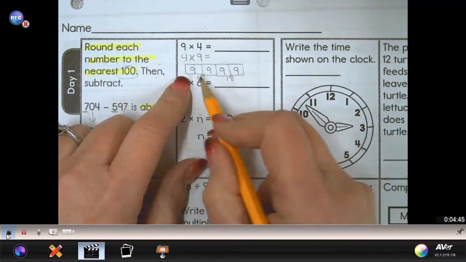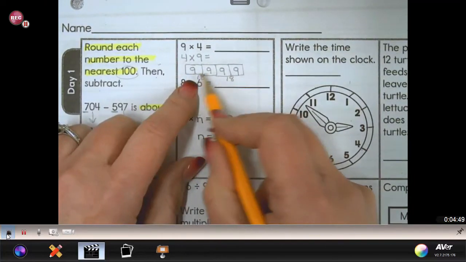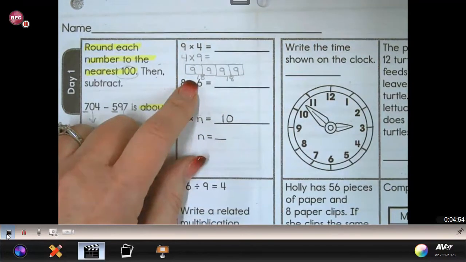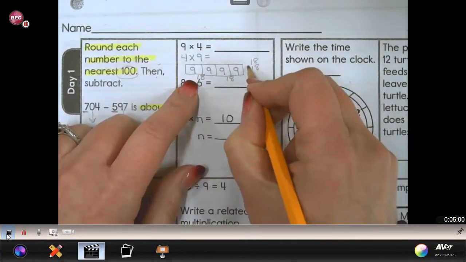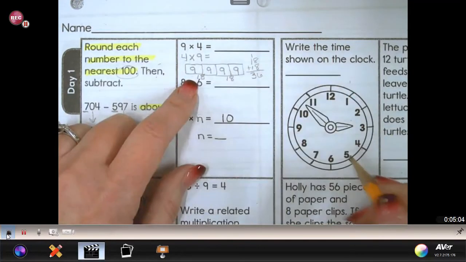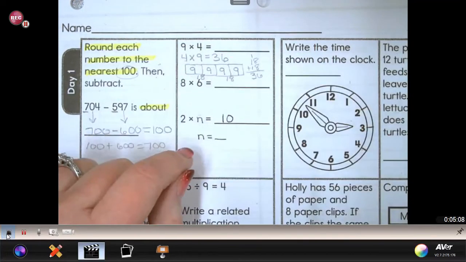Now, so that I don't have to count by ones, this is how we are making this more fluent. We are quicker, right? That's what we call efficient. So 18 plus 18 is going to give us 36. So 4 times 9 is 36.